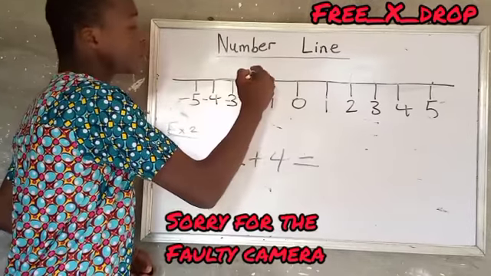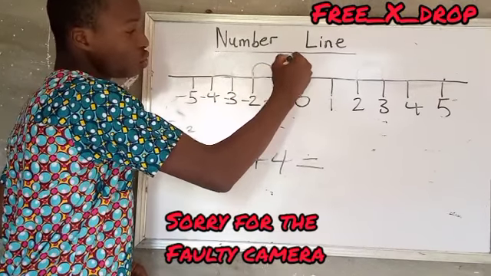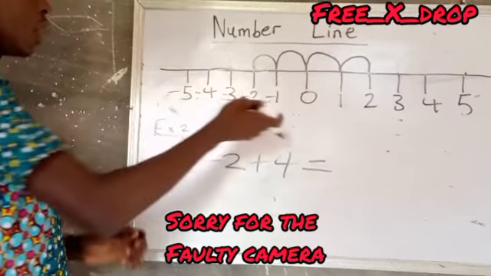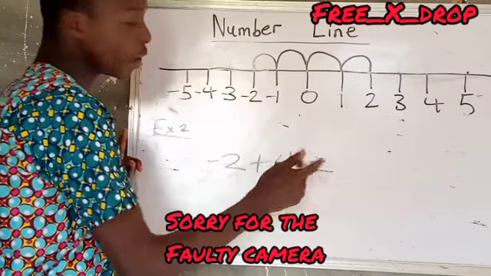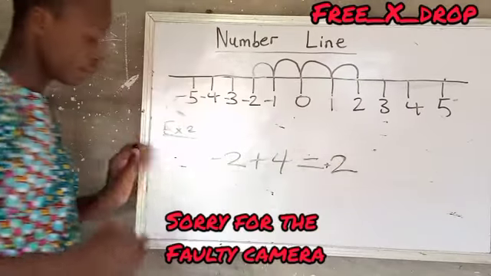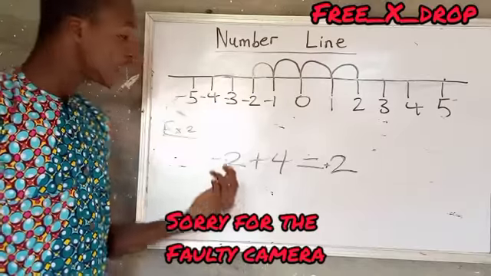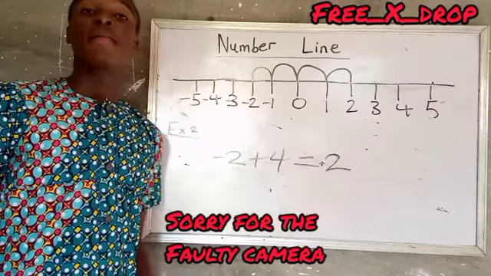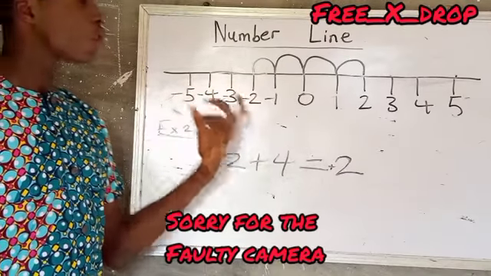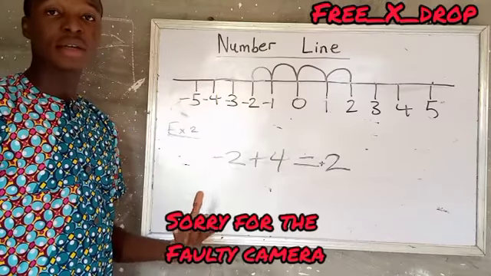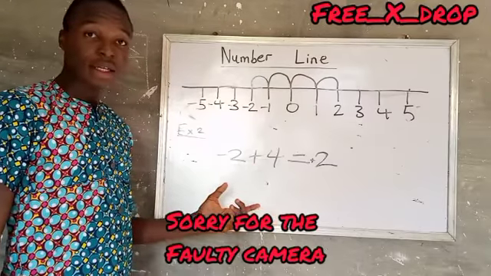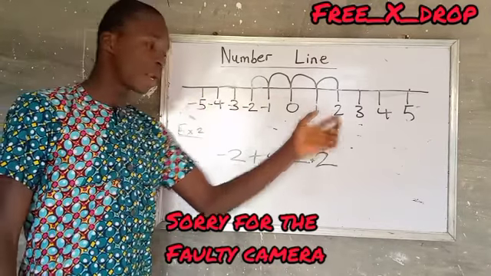Now, when you count 4 times, you have 1, 2, 3, and 4. So minus 2 plus 4 is equal to what? 2, or plus 2, the same thing. So now you see minus 2 plus 4 equals 2. Most of you already know that minus 2 plus 4 is equal to 2. But I am showing you this in case of questions that involve a number line, especially theory questions, where you have to show the number line. So it's not just knowing the answer, but knowing how to draw the number line.